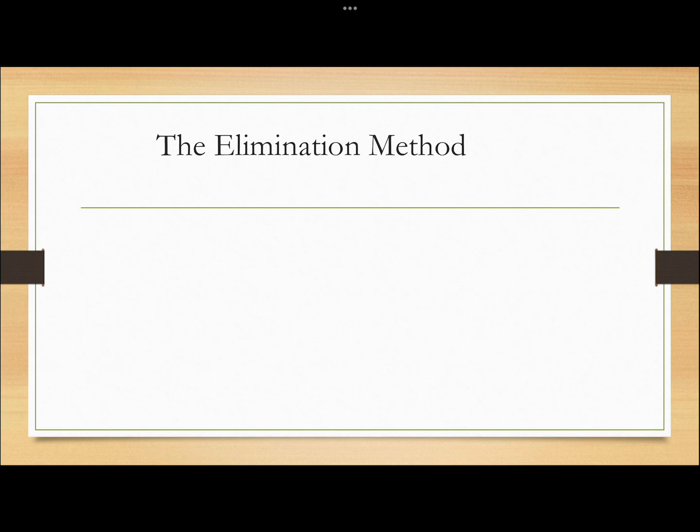All right, today we're going to look at our last system method, which is the elimination method. In the elimination method, what we're going to do is pick a variable to get rid of. First thing that you have to do is make sure that both equations are in standard form. Remember, standard form is ax plus by equals c. If they're not, you need to rearrange them so they are.